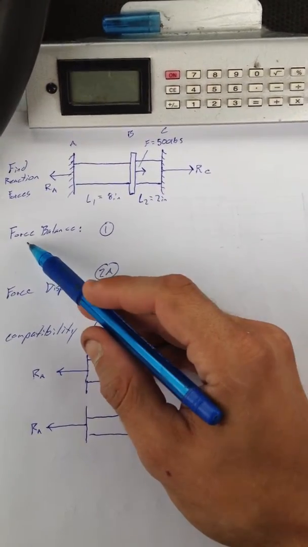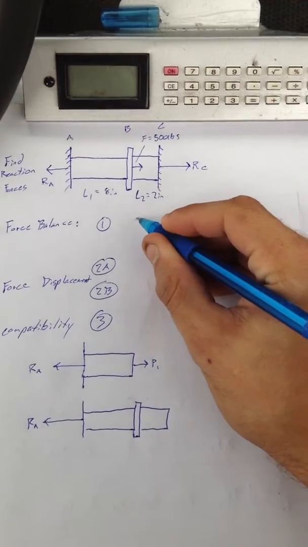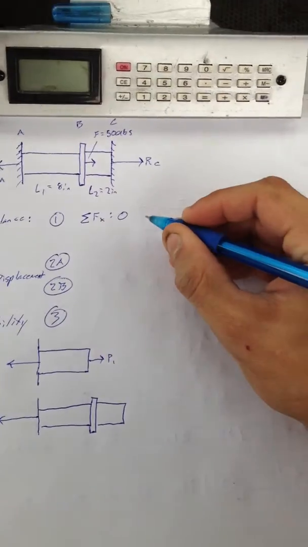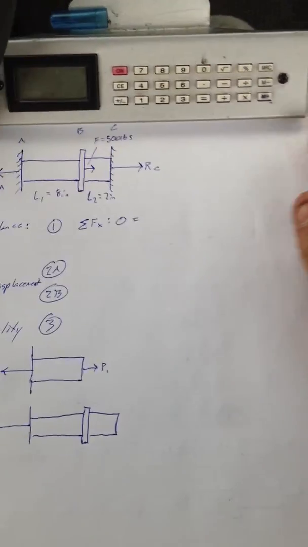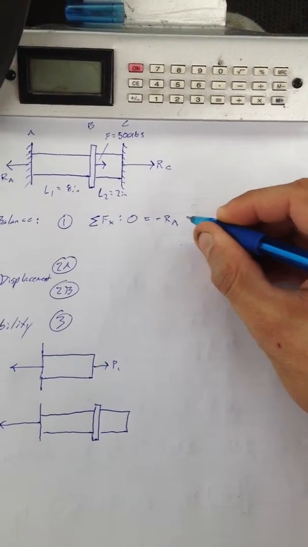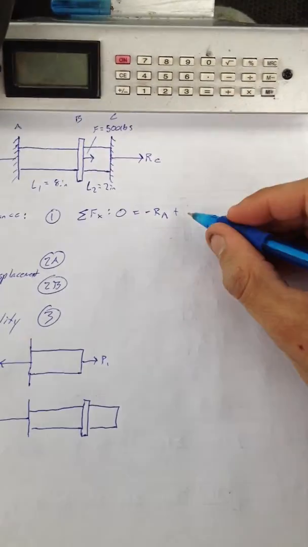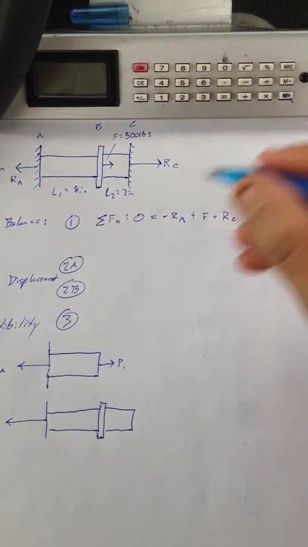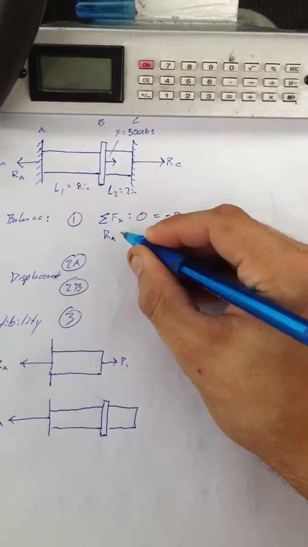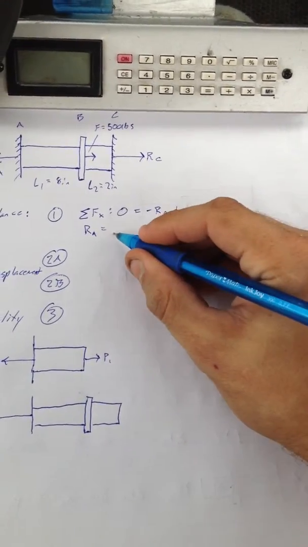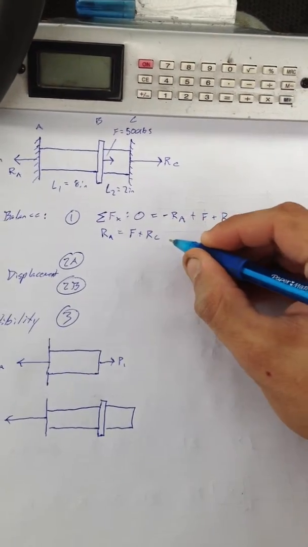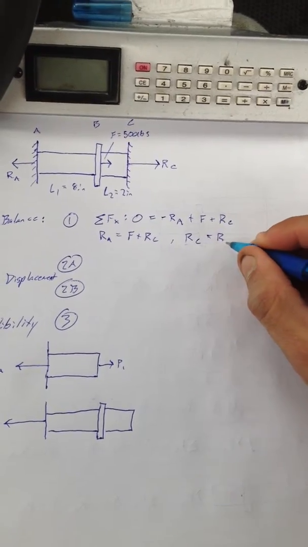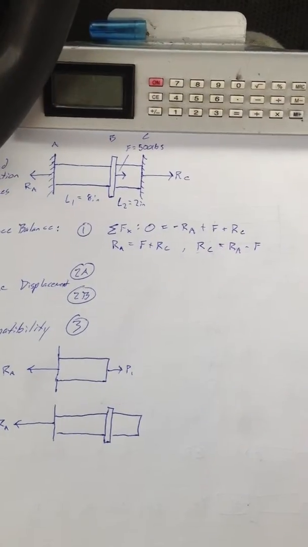So the first thing we want to do is our force balance equation, and since there are no y forces, we're just going to sum the x forces. So 0 equals negative RA plus F plus RC. And if you want to real quick solve for RA, you can find that it equals F plus RC. And similarly, if you want to solve for RC, you can find that it equals RA minus F.